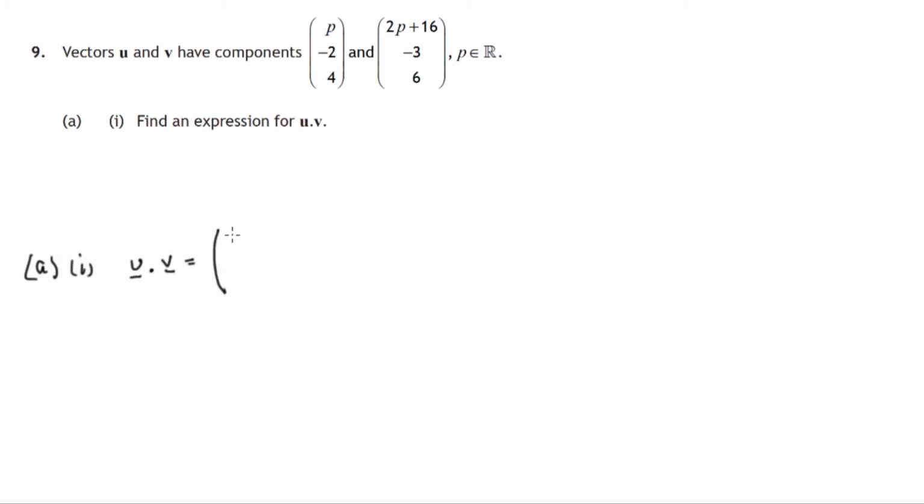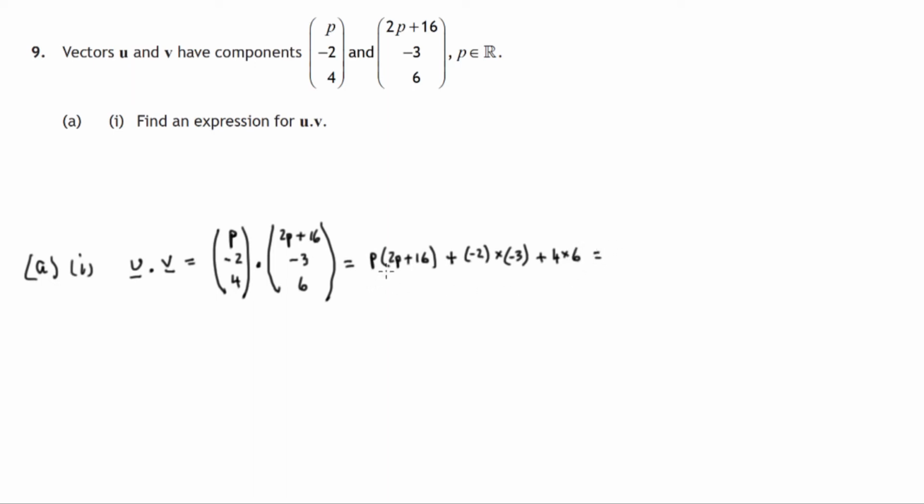Now the process for finding the dot product is to multiply the corresponding components. In this case our u components are p, -2 and 4, and our v components are 2p plus 16, -3 and 6. So we multiply corresponding components, the x components together, p times (2p plus 16). Then we take the sum of all these products of components. So we're adding y components multiplied together, that's -2 times -3. And then we're adding the product of the two z components, 4 times 6.